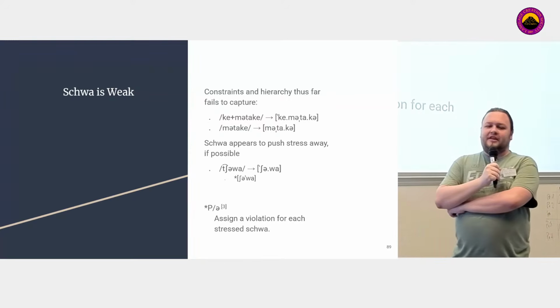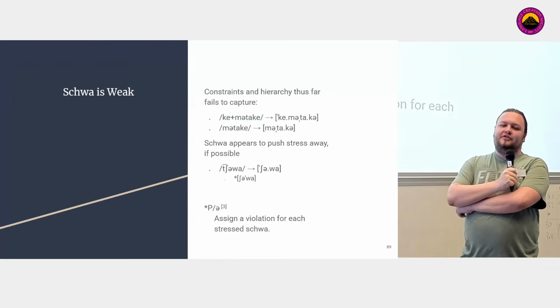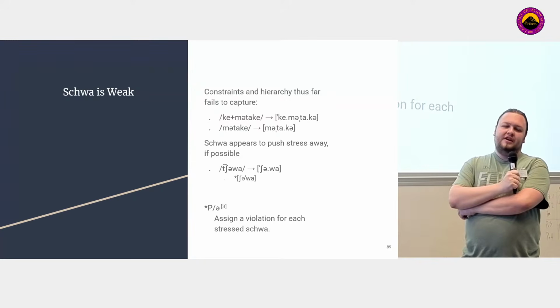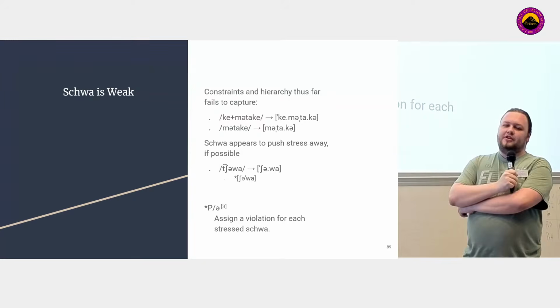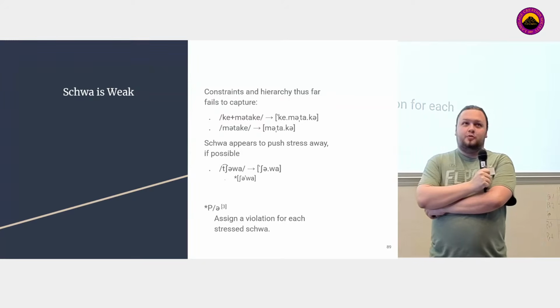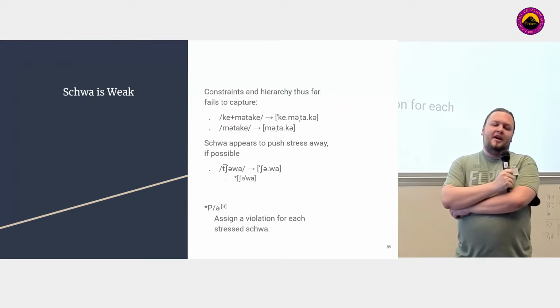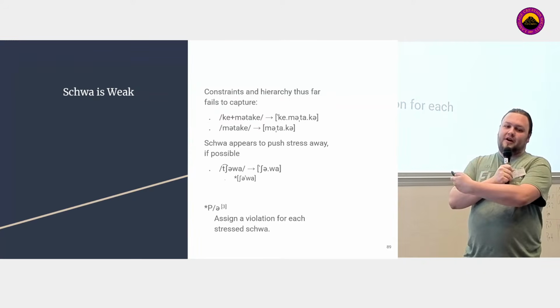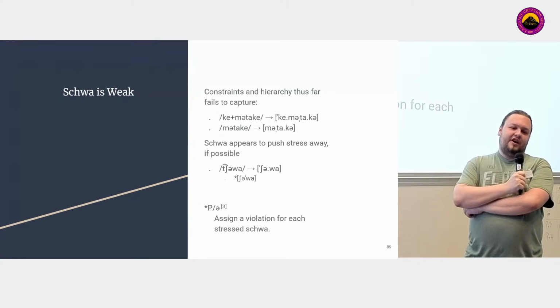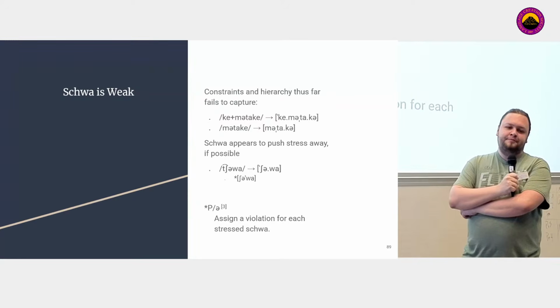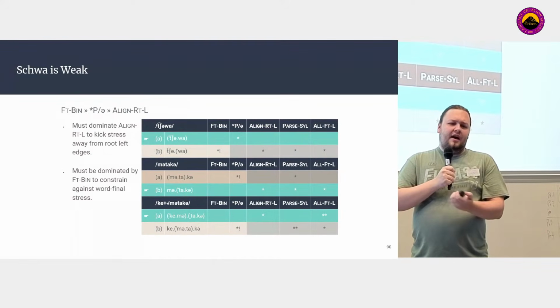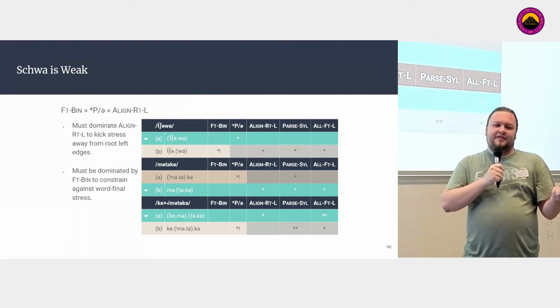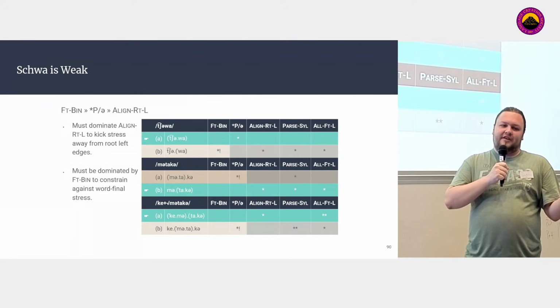Next, schwa is weak, so there are some words that look like they should have stress on the root, but they don't, like in kemataka. And this only occurs when what would be stressed is a schwa. However, notably, it is still weaker than foot binarity, as demonstrated by schwa. For this, I adopt star prominent schwa. I already explained why it's weaker than foot binarity, but stronger than align root left.